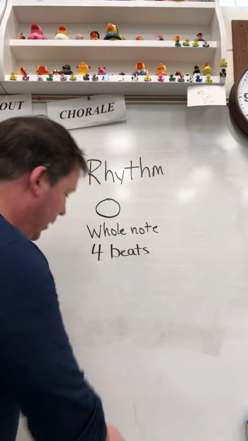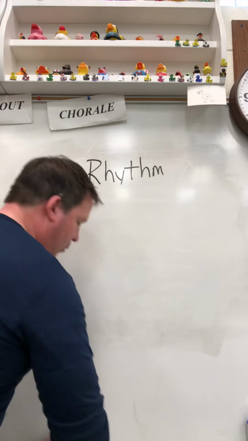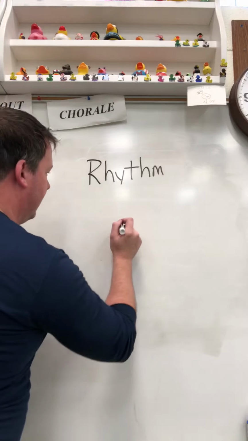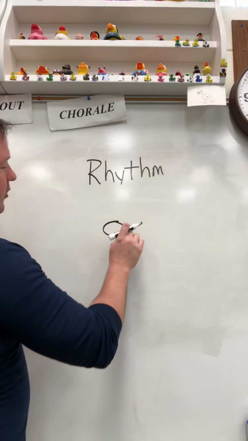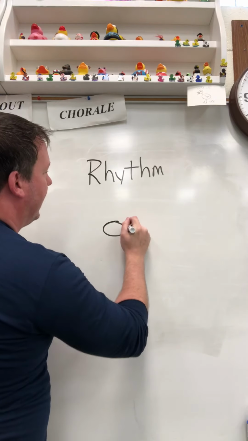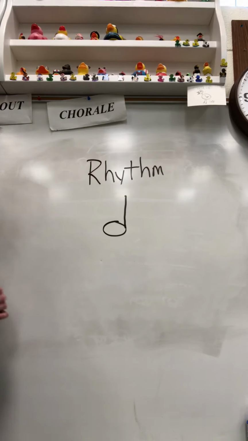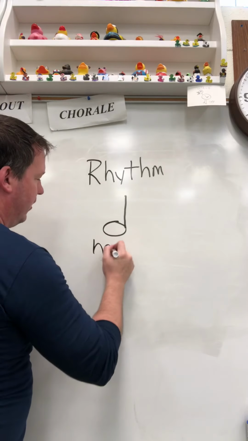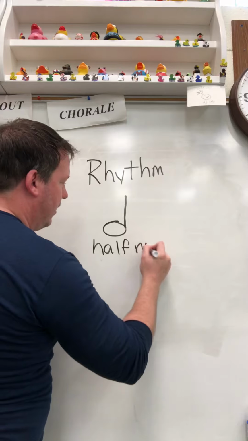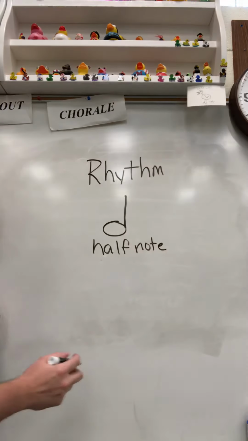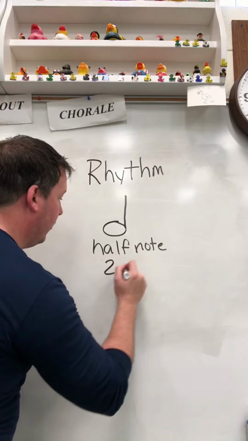The next note we have, we're going to draw that circle again, and then we're going to put a stem up on the right-hand side. And that is called a half note. And a half note gets 2 beats.